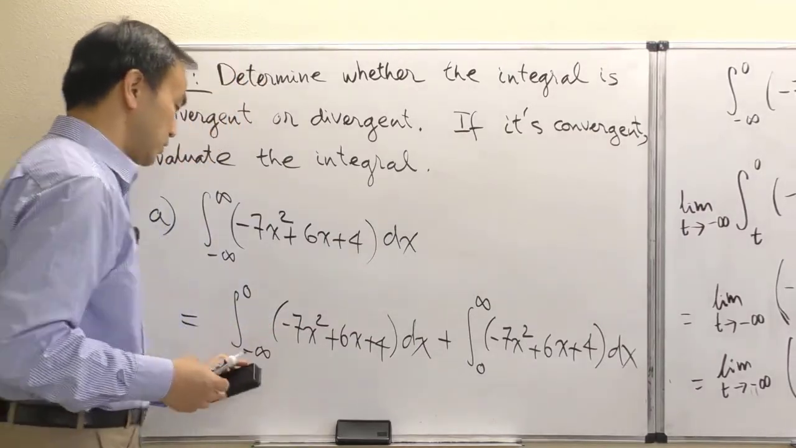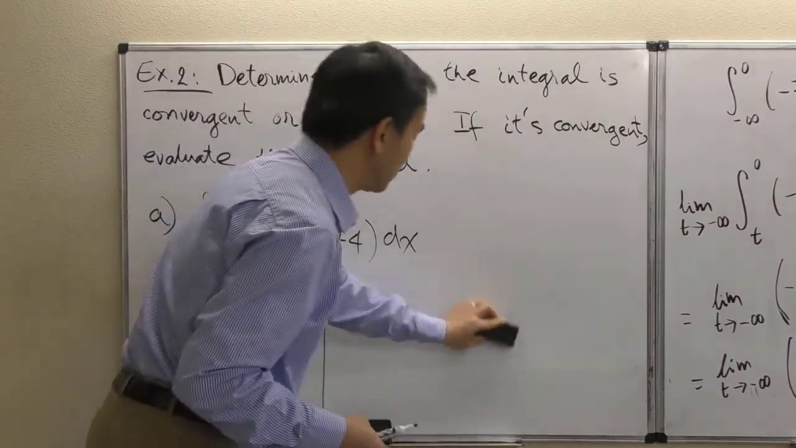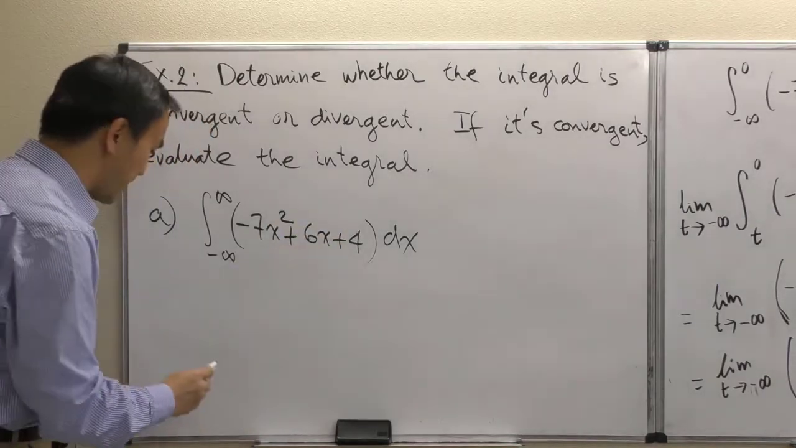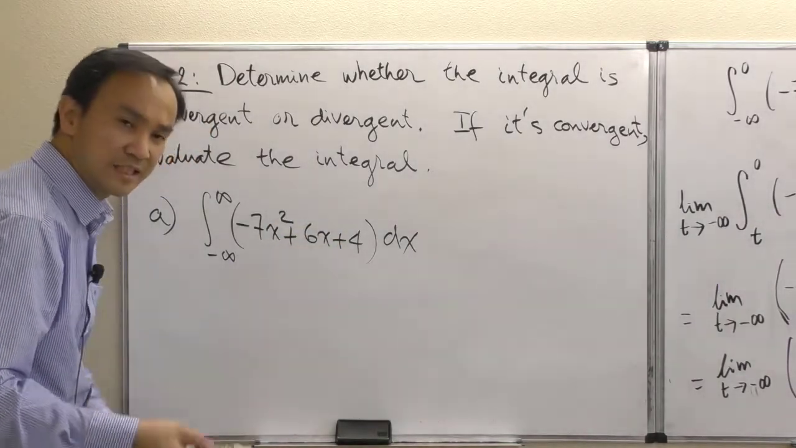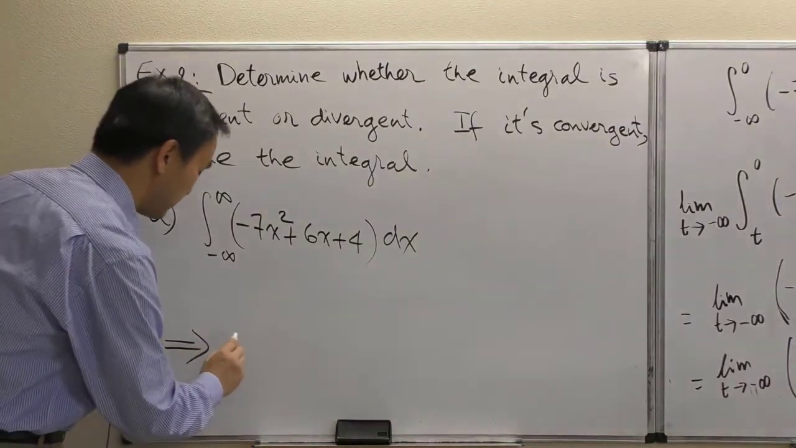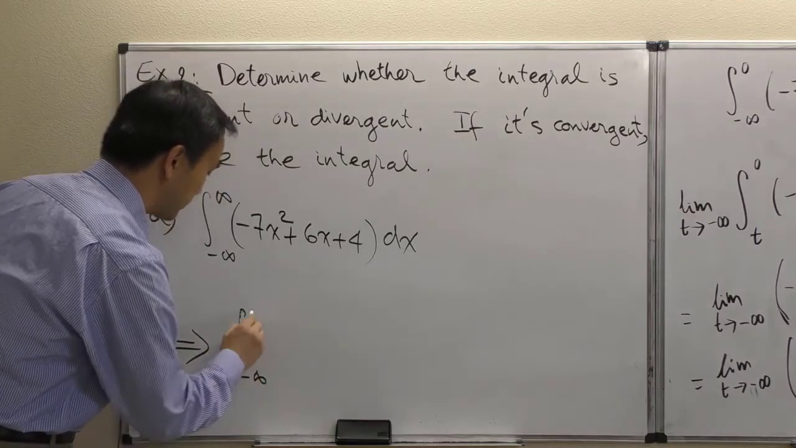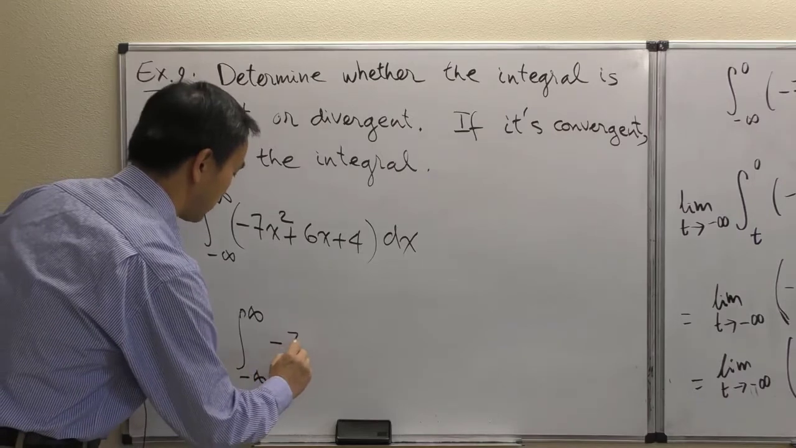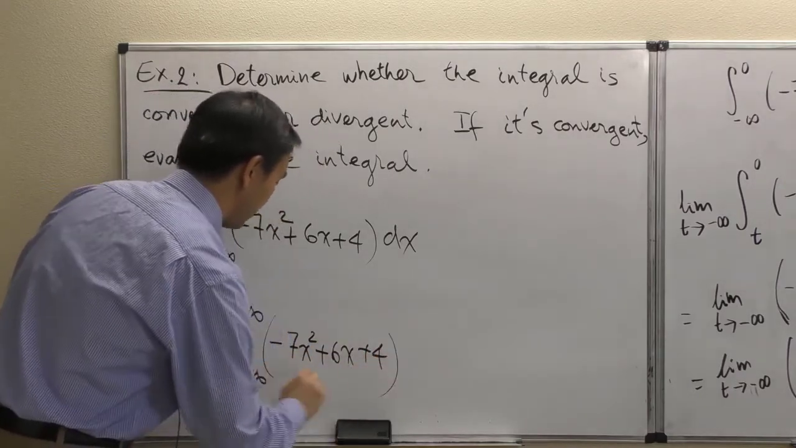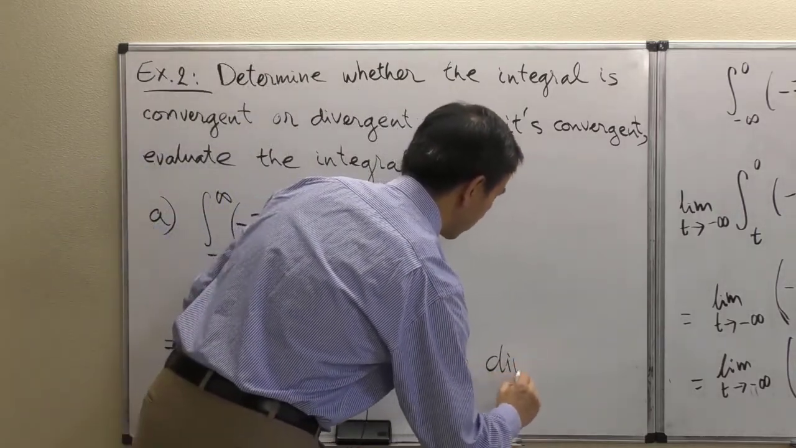So now here's what I'm saying. I simply erase to make space. After all the work we have done here, there's no need to move on to the other improper integral, because now I can make that final conclusion immediately. This overall integral from minus infinity to infinity of minus 7x squared plus 6x plus 4, this improper integral is a divergent one.